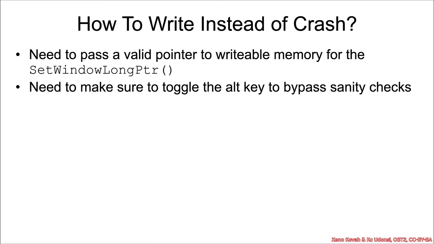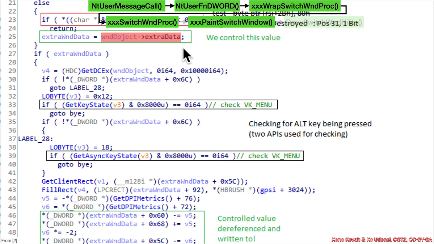Okay, so at this point it's crashing, and you don't want it to crash as an exploit, you want it to keep running. So what needs to be set with SetWindowLongPtr is a pointer to a memory location that is actually writable, not just the 4141. And also there has to be that toggling of the Alt keys. Here, we know that the attacker can set this at offset 0 of the extra data, and if that's ACID, then that's ACID as well.